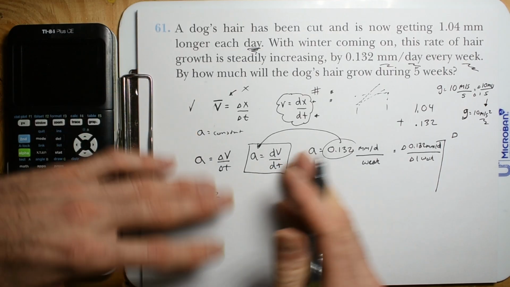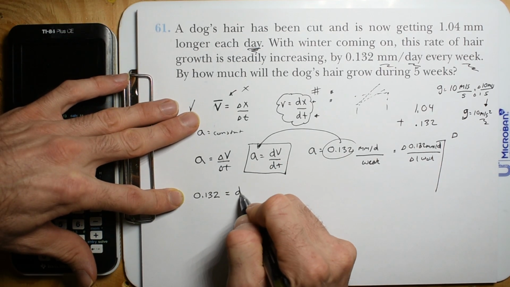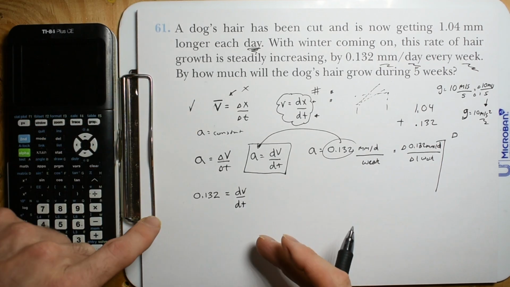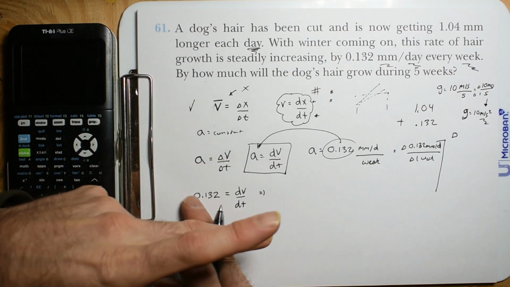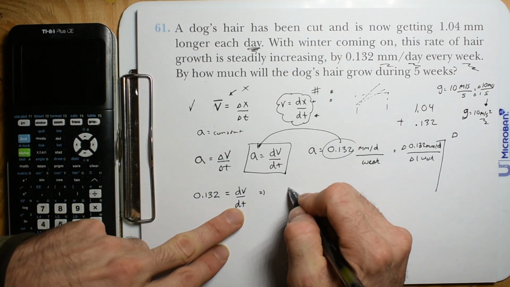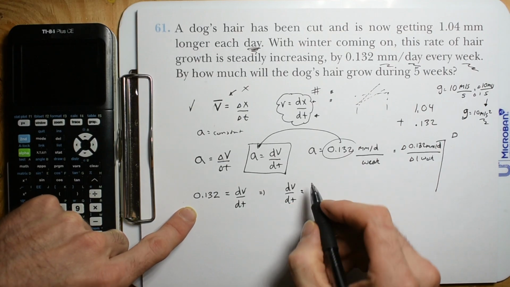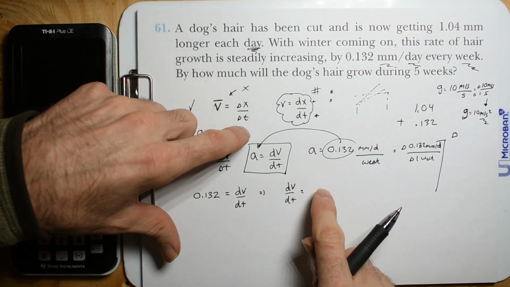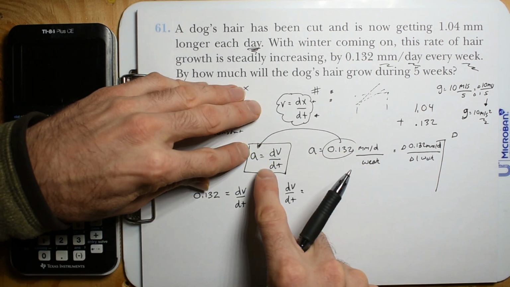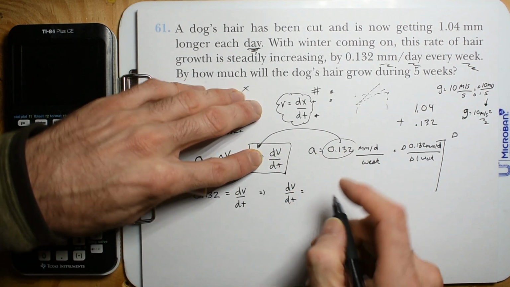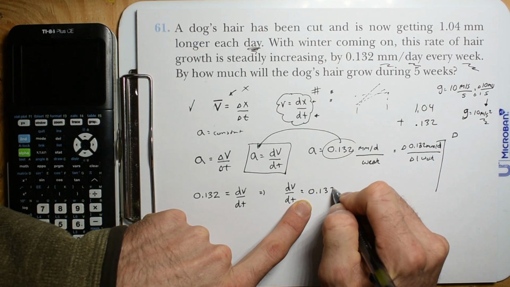So we have 0.132. I'm just going to drop all the units for now. And then we have dv dt. It's okay to write it like this, but I would flip-flop both of these. So we're going to have dv dt. And this is the step I would probably do right off the bat, because it goes back to this equation: acceleration is dv dt, and that's going to be equal to 0.132.